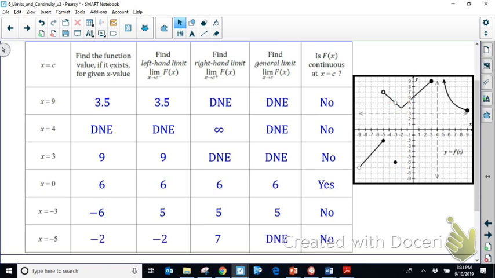And finally, when I look at x equals negative 5, we have another jump discontinuity, so that in and of itself should tell you that the function is not continuous. And we've evaluated it for these particular values. We don't even have a general limit in this case.